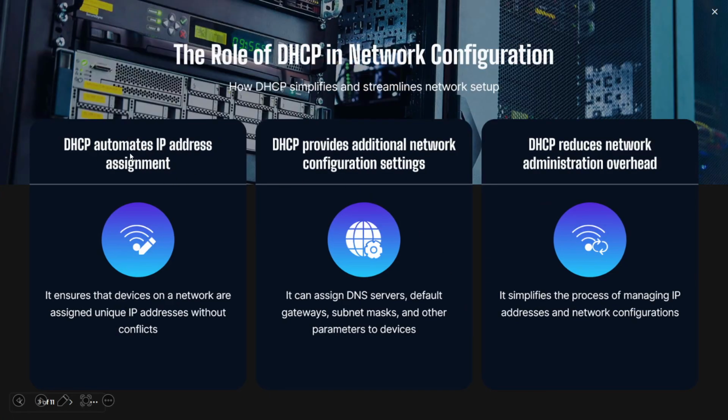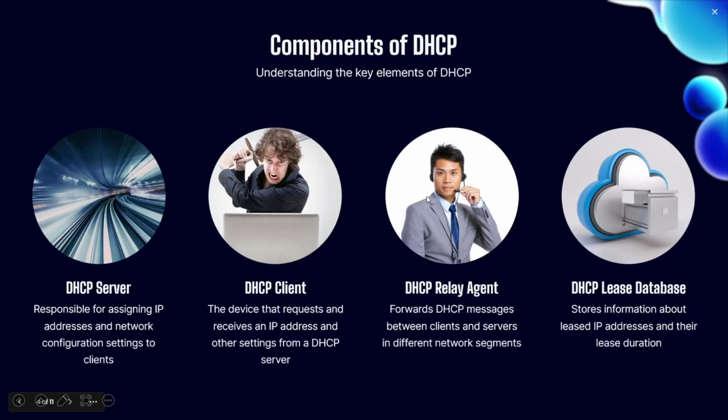DHCP automates the IP address assignment. It ensures that the devices on a network are assigned unique addresses without any conflict. DHCP provides additional network configuration settings like DNS server, default gateway, subnet mask, and other parameters to devices. It reduces the network administration overhead.